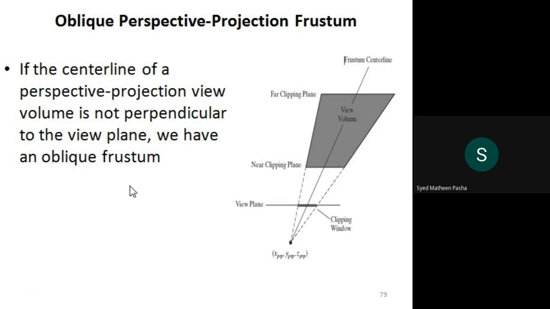Then the other type is the oblique perspective projection frustum. What happens in oblique perspective projection is, it also consists of a center line which is drawn with the help of the frustum, but that particular line will not be perpendicular to the window plane, that is the view plane. If this frustum center line which is being projected is not perpendicular to the view plane or the clipping window, I can say at that time it is an oblique perspective projection.